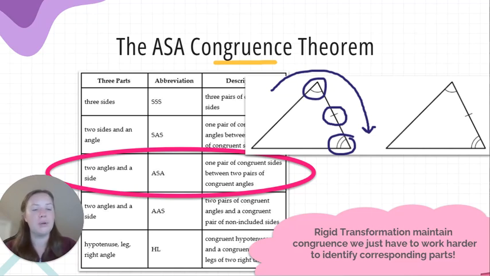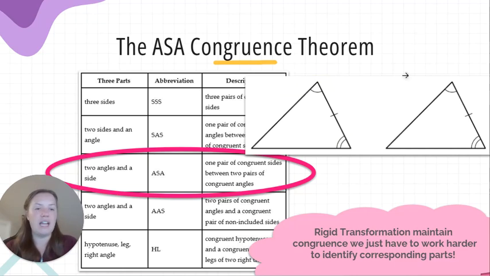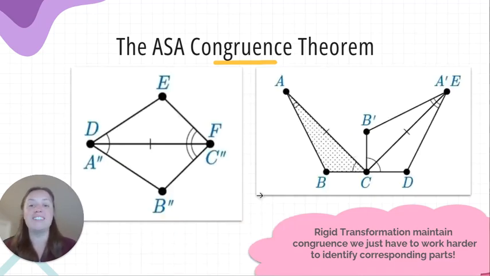The other important note, the note that I put on all the lessons prior to this: rigid transformations maintain congruence. We can flip, twist, move, groove our figure around as much as we want to. It just might be a little bit difficult to identify what sides are corresponding to each other, but it maintains congruence. So let's look at some examples.